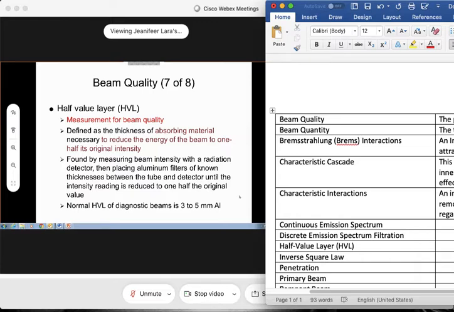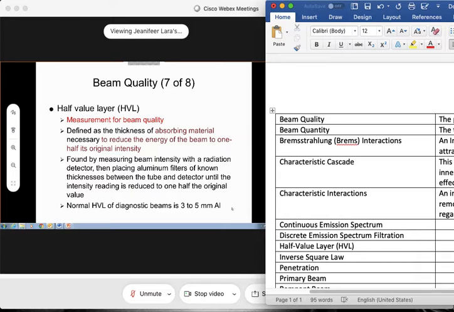But this is more of a quality check. How do I know that my machine is functioning? How do I know that my beam is of quality? So I'm going to absorb half of it and then try to measure it with my device, and I should know that whatever I selected, this is a way of performing that check.